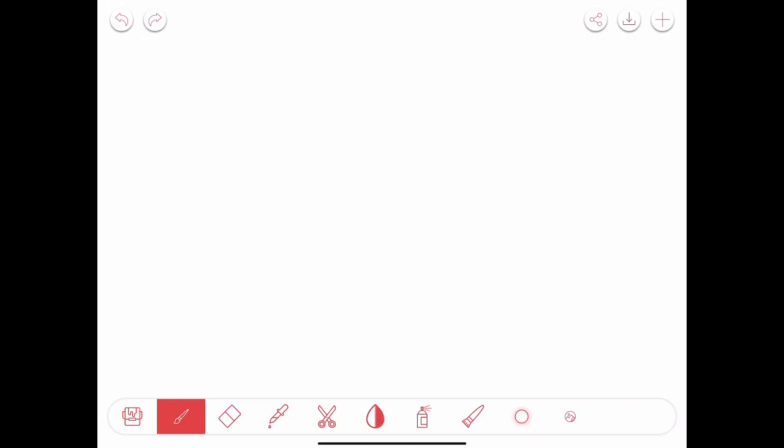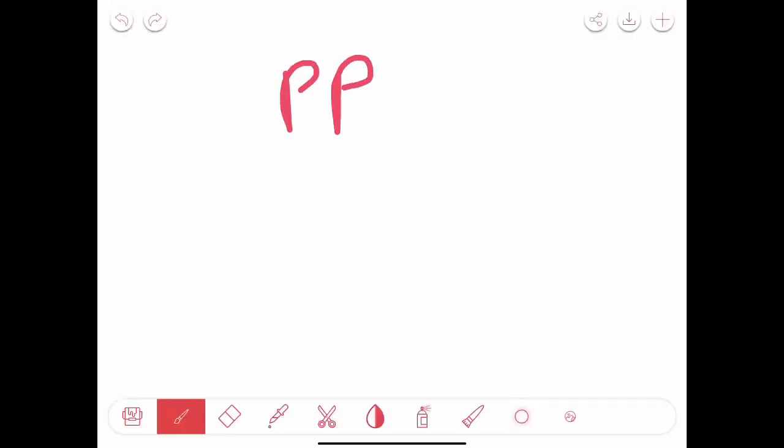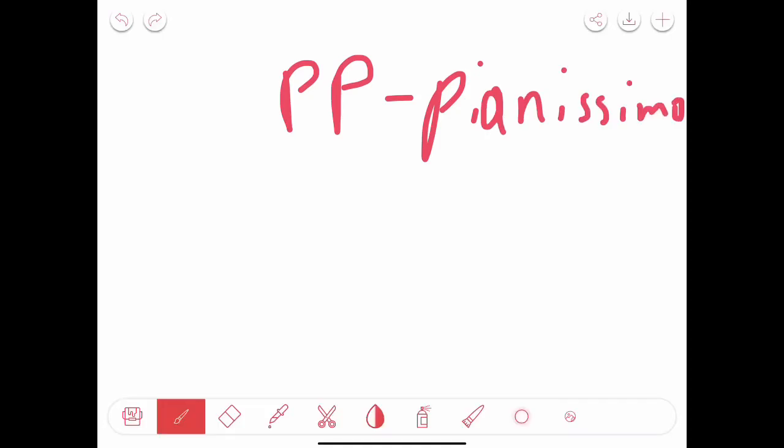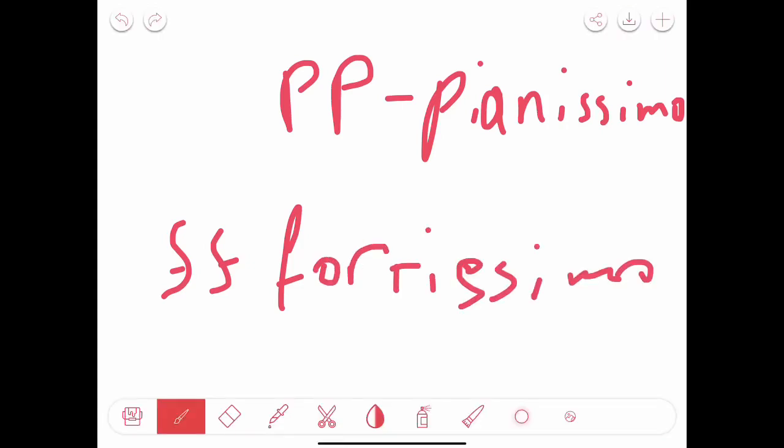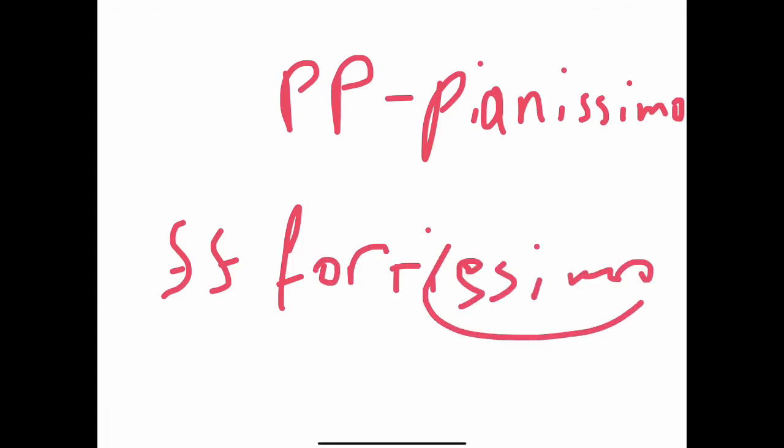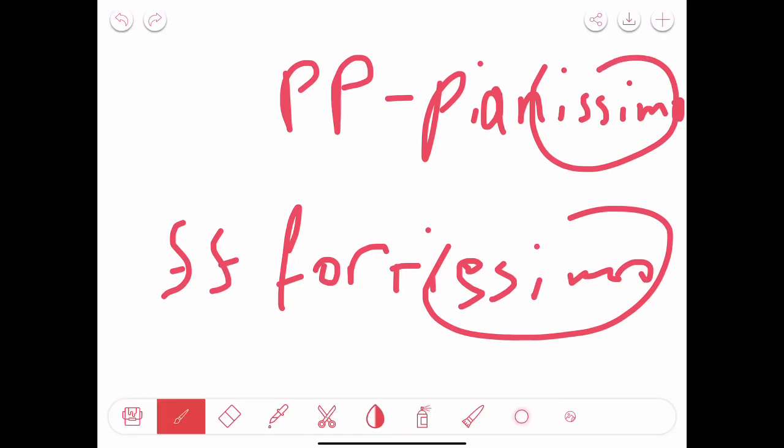Now, you can go either way, and you can have double piano, which is spelled pianissimo. And you have the double forte, which is fortissimo. Notice the trend, issimo. If you have triple piano, it will be pianississimo. And if you have triple forte, it will be fortississimo.